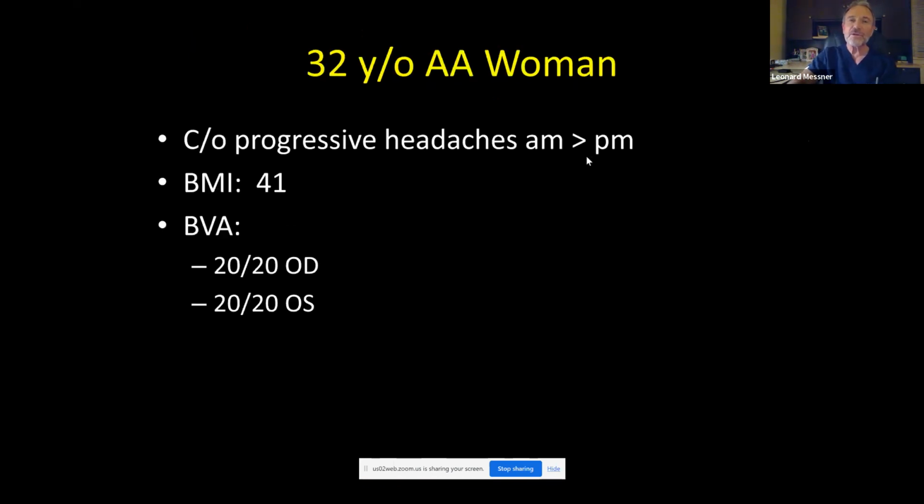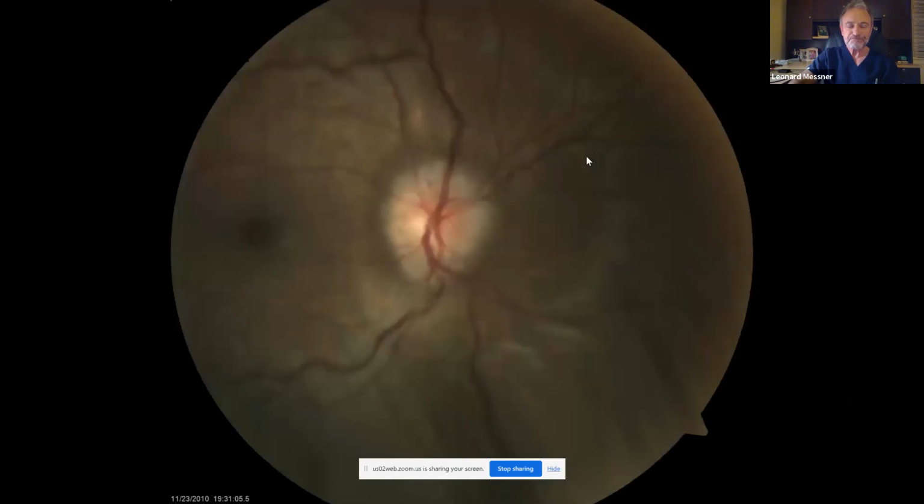So here's a case of a 32-year-old woman with progressive headaches, worse in the morning than in the evening. Her BMI is significantly elevated at 41. Along with her headaches, she has a constant perception of synchronous pulsatile tinnitus, which means that she has this swooshing sound in her ears that pretty much goes along to the beat of her heart. Visual acuities are normal, 20/20 in the right eye, 20/20 in the left eye.